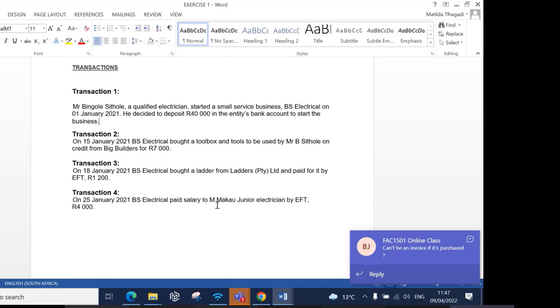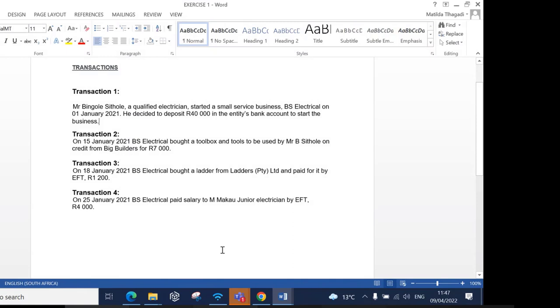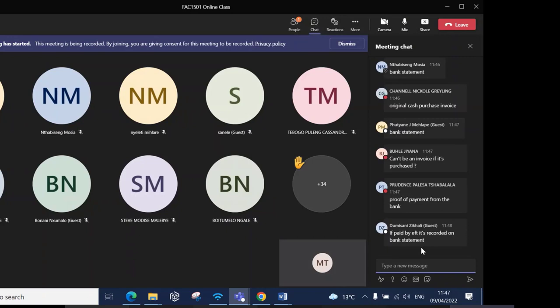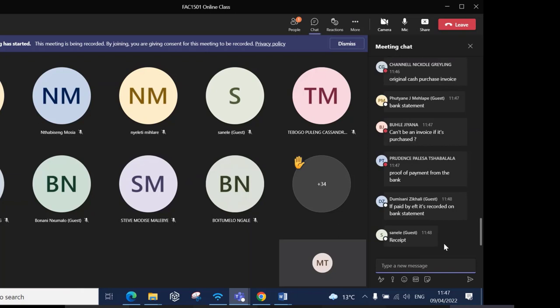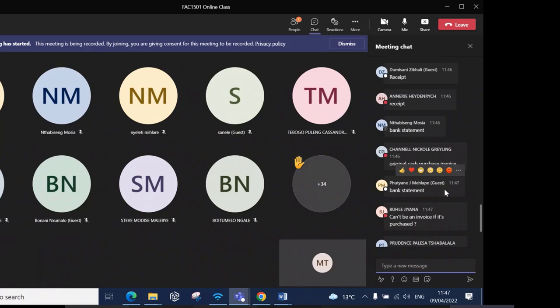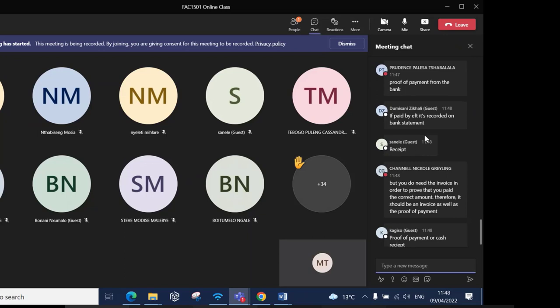On the 18th of January, BS Electrical bought a ladder from Ladders Pty and paid by EFT. Yes, you can see proof of payment from the bank. Okay, do you agree with the answers, guys? If it's paid by EFT, a recorded receipt, proof of payment. A bank statement can be an invoice if it's purchased. Original cash purchase invoice. Proof of payment, bank statement, notice of payment, yes.